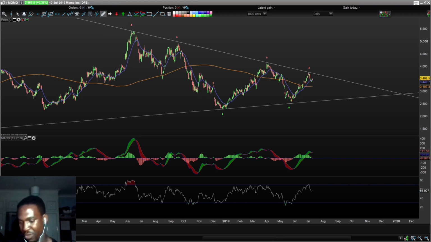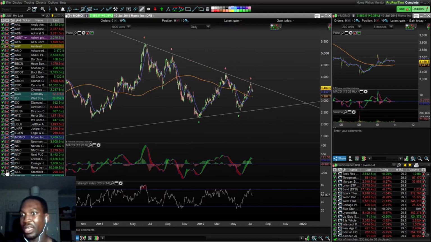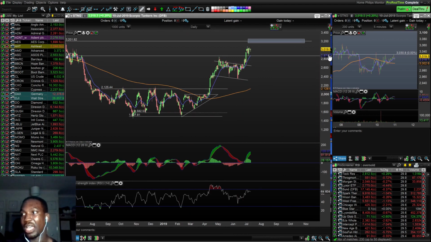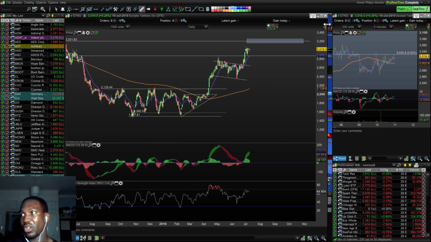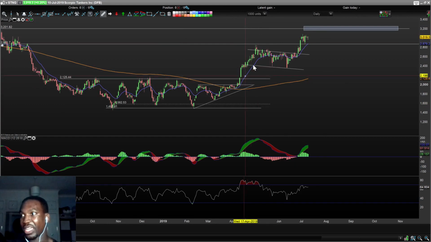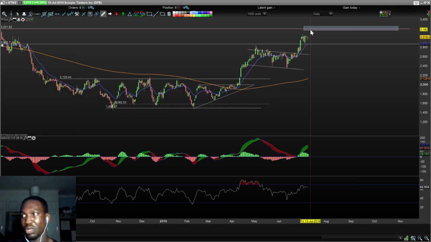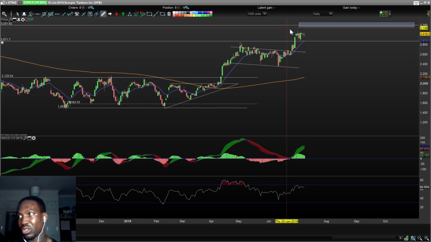The next one for me is STNG. This is just more of a recap because we've already spoken about this. I thought we identified from early on that this was going to be a bull flag, and that's exactly what it's done. All the way from mid to late June, I was saying that this is going to break out to 32, and 32 was the exit point. It's shot up, consolidated here, and I believe it's going to do another breakout to 32, and that would be my take profit point if I was to enter that trade.